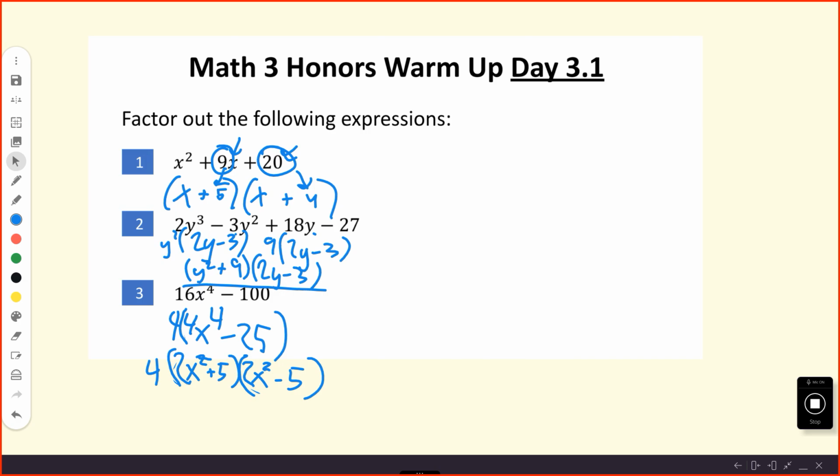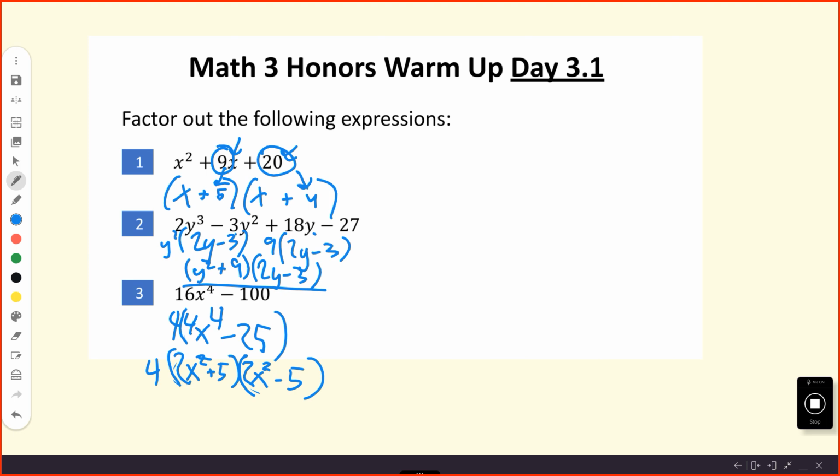Here you just find the greatest common factor, which is 4, so then you can take that out, which is 4 times x to the 4th minus 25. And then to break that up, you just did 2x squared plus 5, 2x squared minus 5. Okay. Thank you, Lita and Rowan.